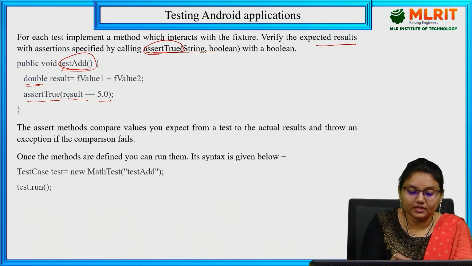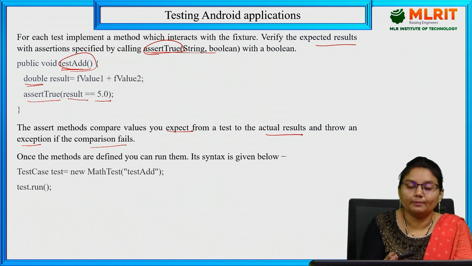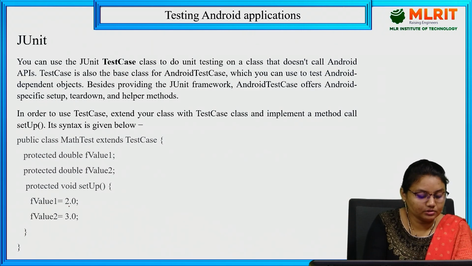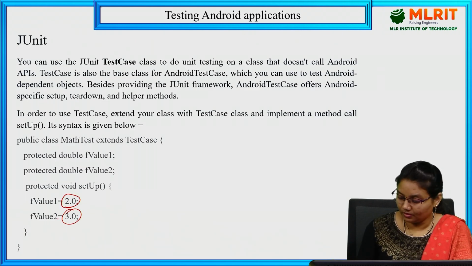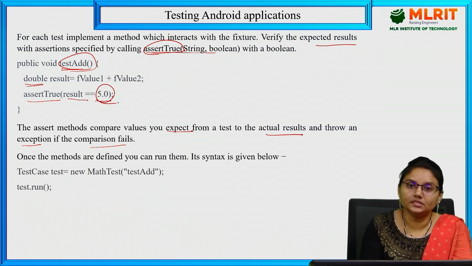The assert method compares the values you expect from the test to actual results and throws an exception if the comparison fails. But here what are the values we have given? 2.0, 3.0. By seeing this, we can know that the result is 5.0. Therefore, the result is true.